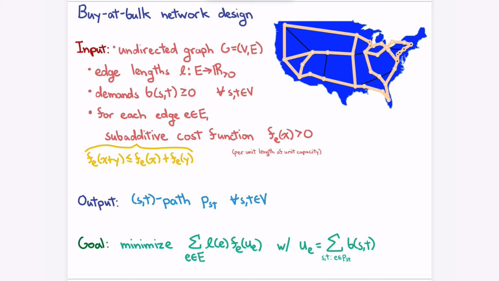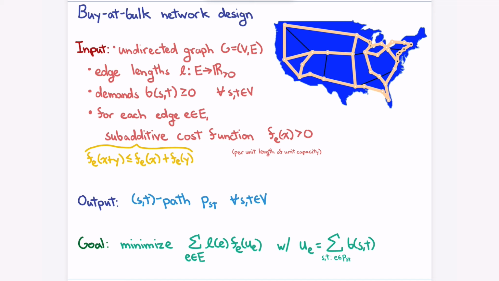For that reason, when you choose your paths for the ST pairs, you might want to choose common edges to try to get a discount. So once you've picked a path for every ST pair, the total capacity being used on the edge is the sum, over all ST pairs that are using the edge, of the demand, which could be one. So that's the total number of ST pairs using the edge. And then you pay your discounted price for this capacity, times the length of the edge. So this cost is a per unit length cost.